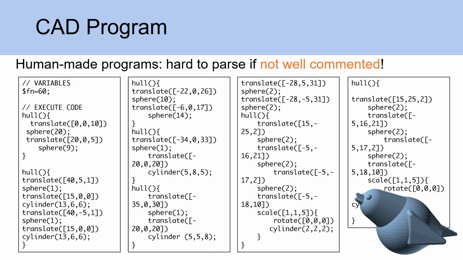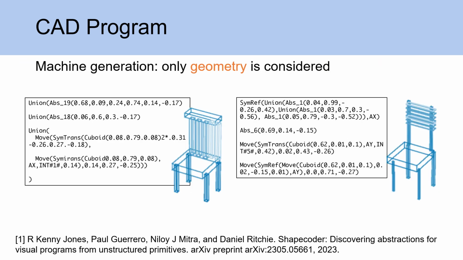However, not all CAD programs are well organized and semantically commented. Look at this program of the lovely bird. It is almost unreadable, let alone editing and reusing parts. Besides, recent efforts on shape program generation only consider geometry. The lack of semantics prevents the understanding, editing, and reusing of the CAD programs in many applications.